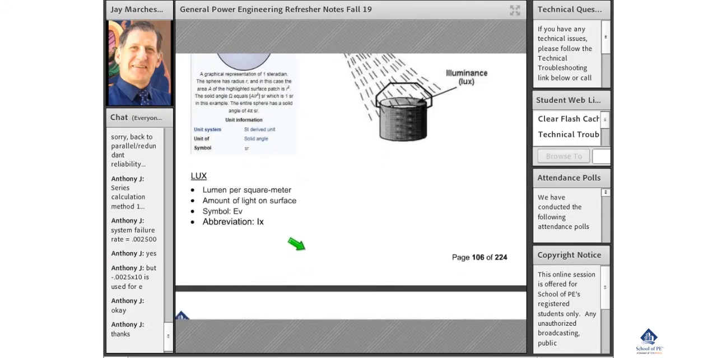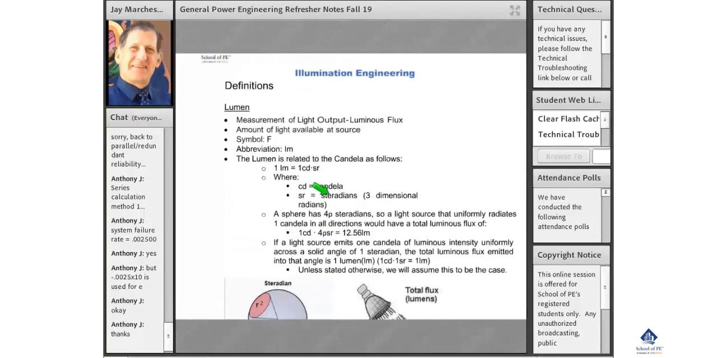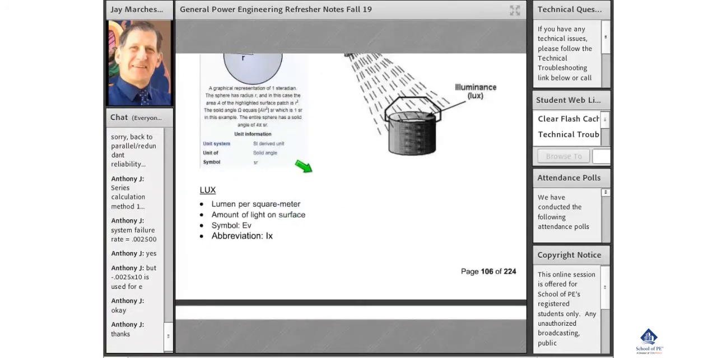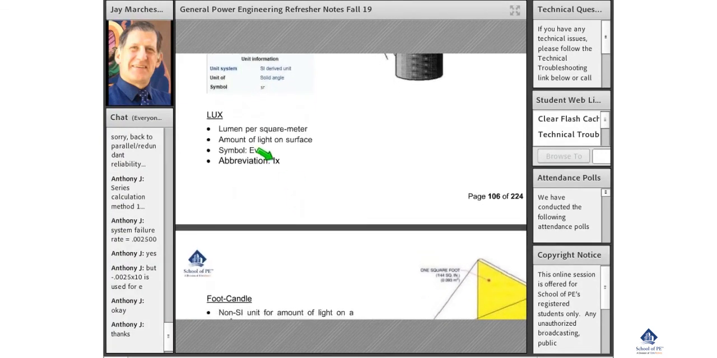All right, then we have lux, which is lumens per square meter. And it's a measure of amount of light on a surface. So remember, lumens are what emanates from the light source. And a lux would be, think of it as what makes it to the surface of interest. And the abbreviation is LX.